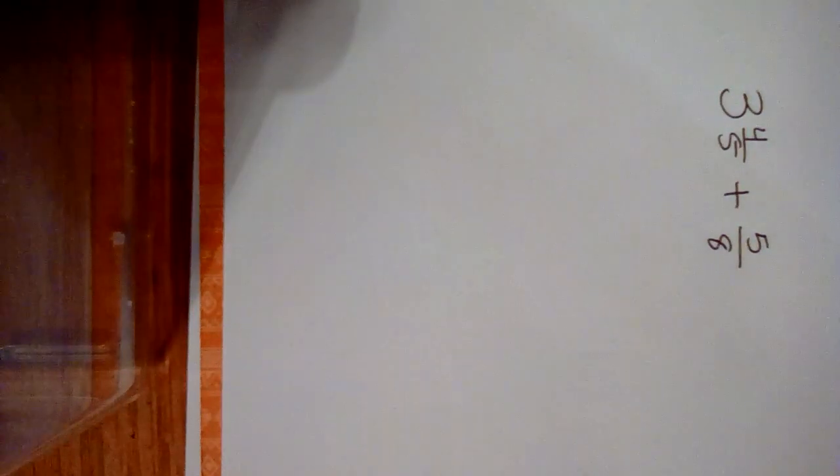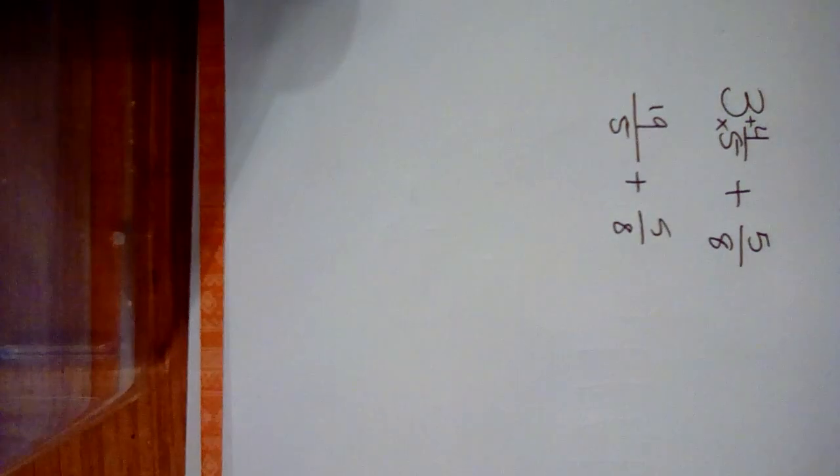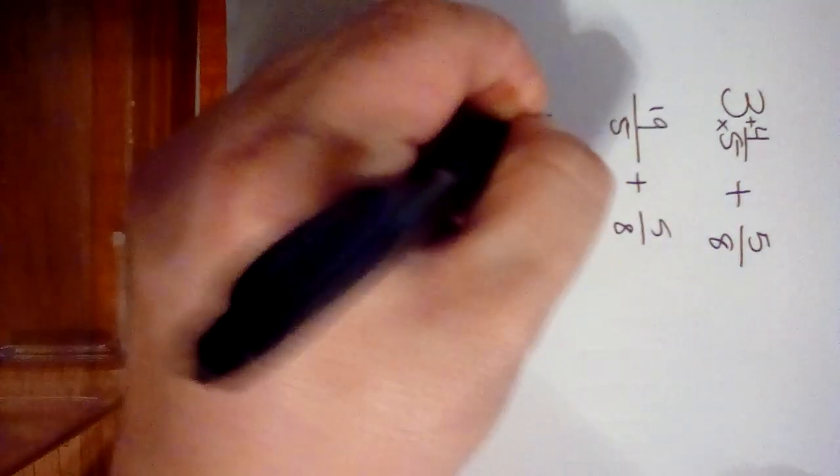So hopefully you've had some time to work it out. So let's get started. 5 times 3 is 15, plus 4 is 19. 19 over 5. Plus 5/8. I don't have to do anything to it because it's not a mixed number. Now, the common denominator here would be 40. So I'm going to use 40. You should have found that.